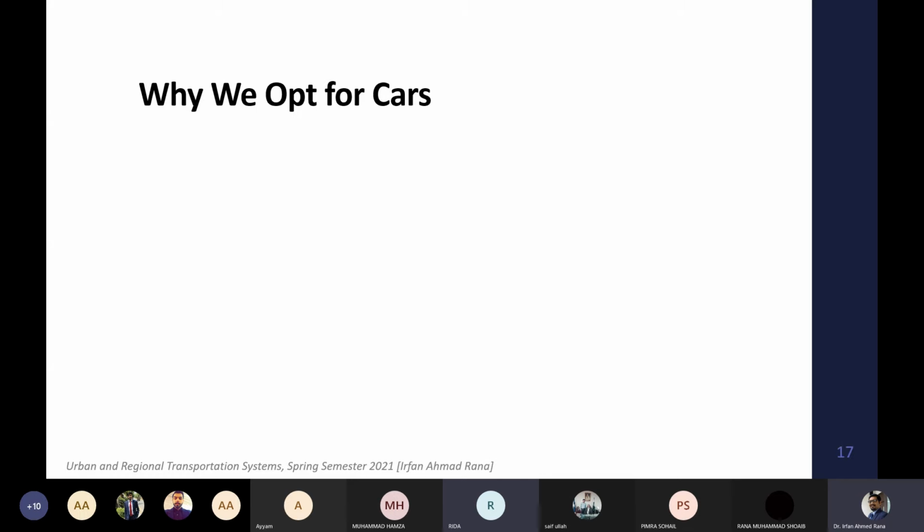So what about the type of car? Is it a Mehran or a City or like?